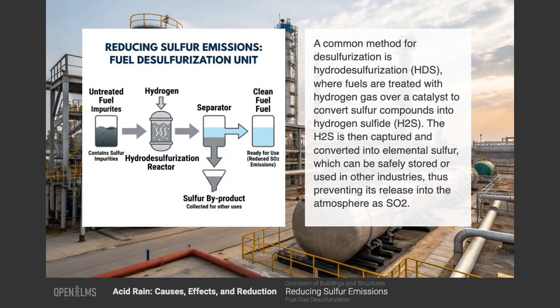A common method for desulfurization is hydrodesulfurization, HDS, where fuels are treated with hydrogen gas over a catalyst to convert sulfur compounds into hydrogen sulfide, H2S. The H2S is then captured and converted into elemental sulfur, which can be safely stored or used in other industries, thus preventing its release into the atmosphere as SO2.